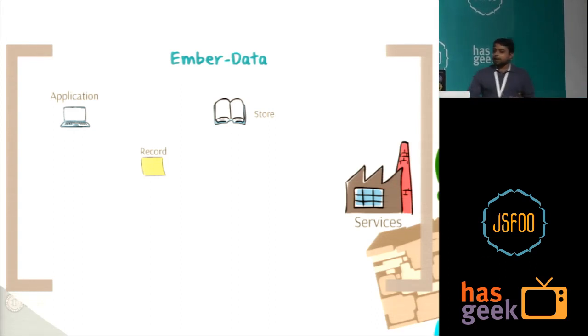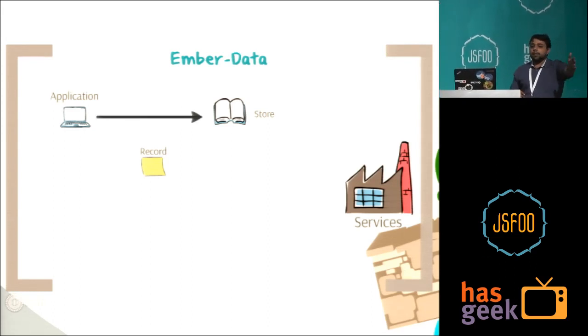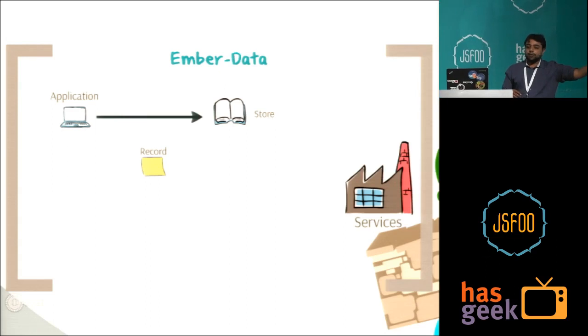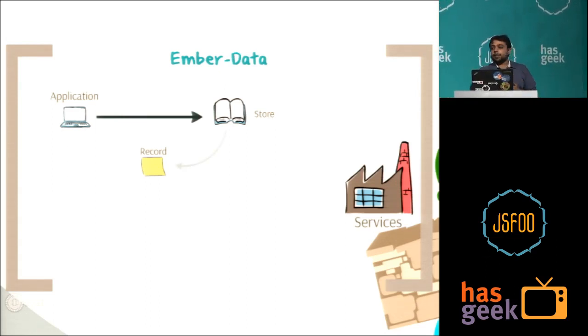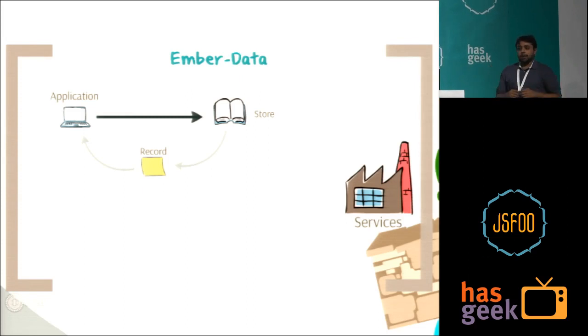of your records, right? So the application says, hey, I want you to give me a movie by the ID or by the name Hunger Games, right? And then the store says, okay, here you go. This is the movie by the name Hunger Games. And this now goes to the application, and the application just does the data binding and displays it. Perfect, it's amazing, right? But I still have not leveraged the power of Ember-Data now, right?